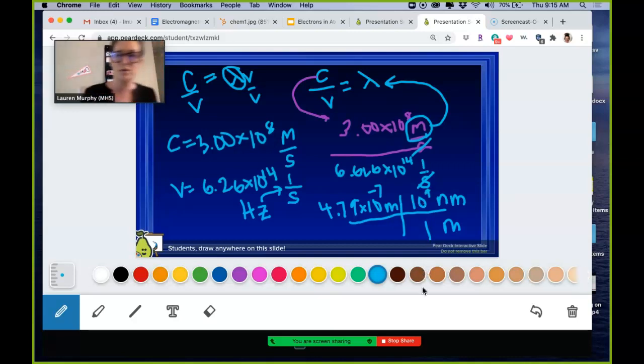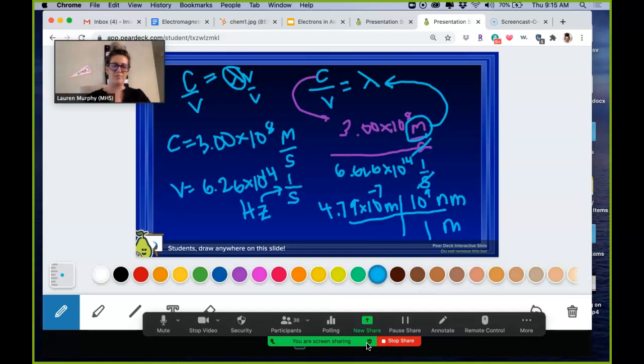So how would you do this in your calculator? You would do 4.79 times 10 to the negative 7, and then you would hit times, and then you don't use your EE button this time. You do 10 exponent 9. And everyone, I'm going to give you a second to try that. Make sure you're using your calculators correctly.